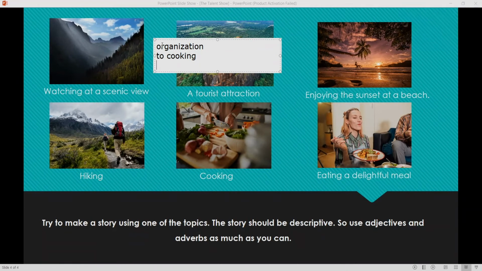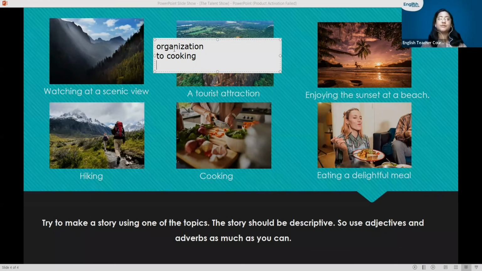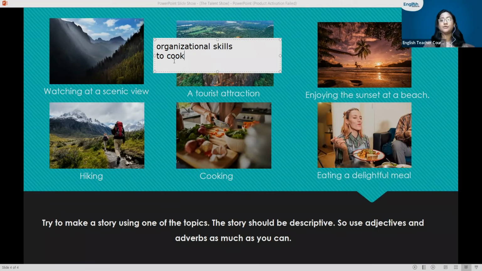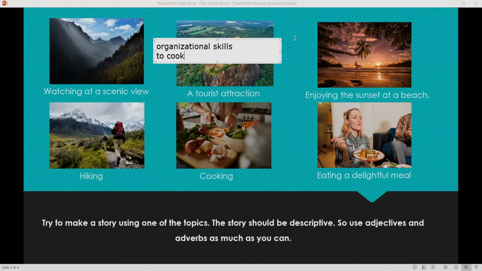Can you repeat your last sentence, please? Good cooking is good for our health. Like in the second sentence you told it depends, like the good cooking depends on our organization. It's better if you use organizational skills. That's what you mean, right? And in the second sentence, you can use to cook. Without using to cooking, better to use to cook. Okay, thank you, teacher.